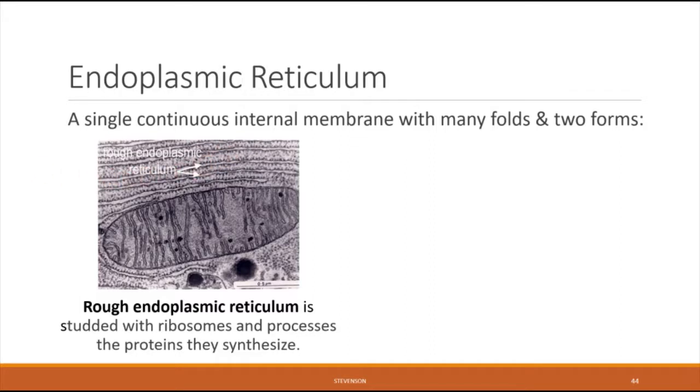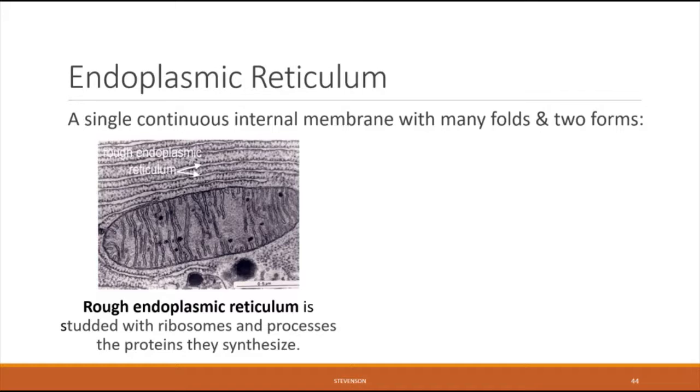You may also be able to see in this image that those layers look like they are a little bit textured and bumpy. And the reason why they have this rough texture is because they are studded with ribosomes. You may remember that ribosomes are a structure that's common to all cells because they have the very important function of creating the proteins for the cell. So the rough endoplasmic reticulum is responsible for processing the proteins that are made by the ribosomes.